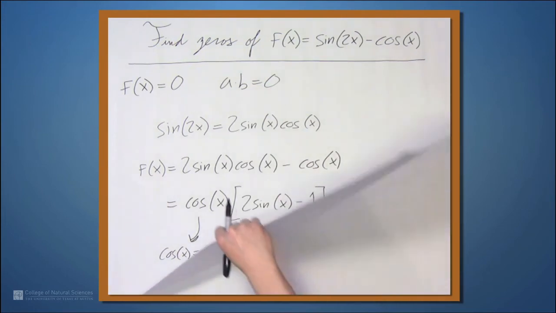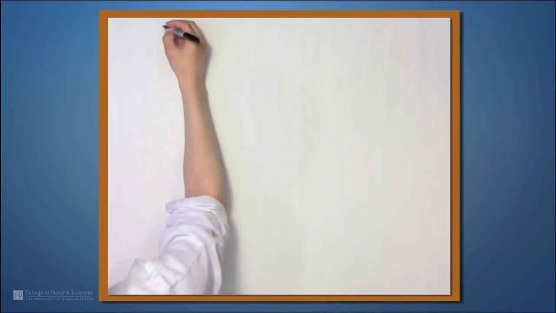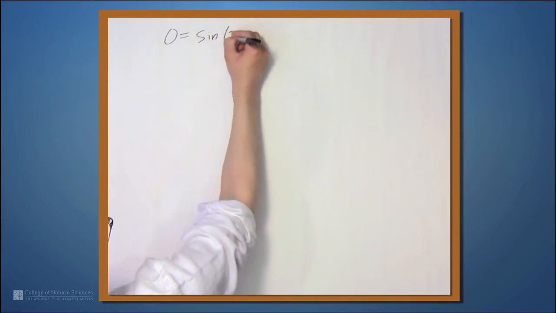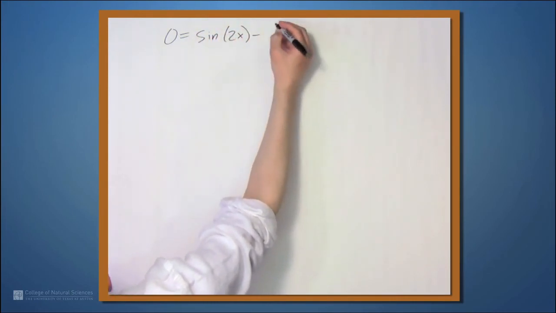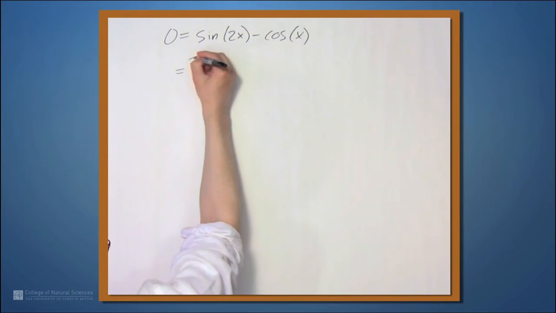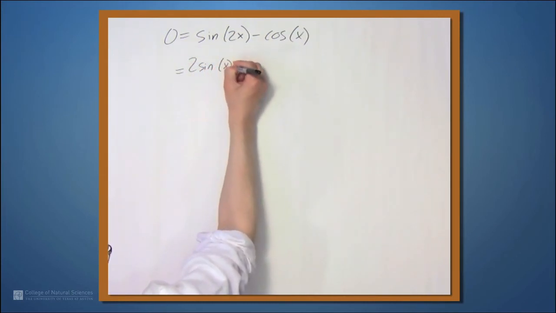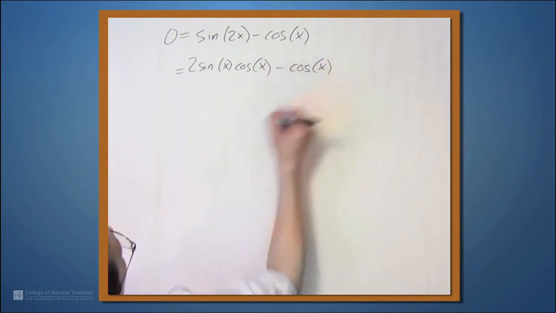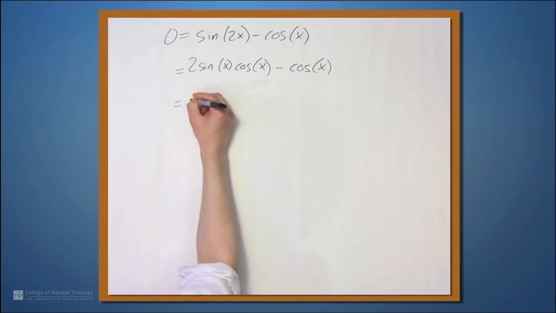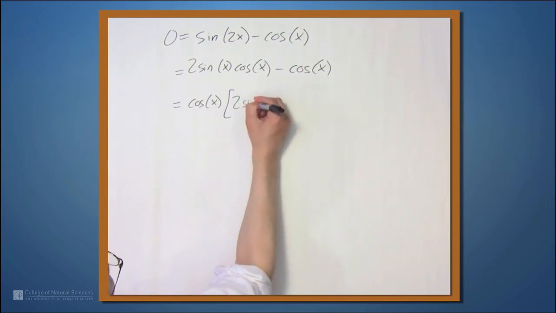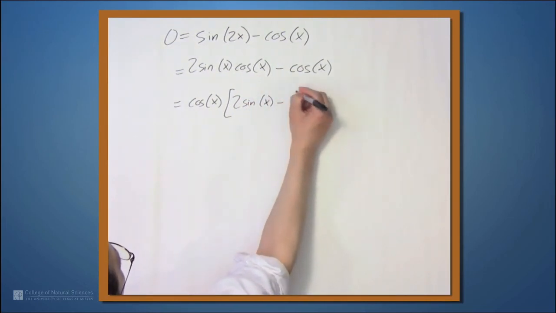So let's write this up nicely. So, we've gotten rid of our scratch work. We want to solve for 0 equals sine 2x minus cosine x. First thing we did was rewrite sine 2x as 2 sine x cosine x, and then minus cosine x. We then factored out a cosine x, so we have cosine x times the quantity 2 sine x minus 1.